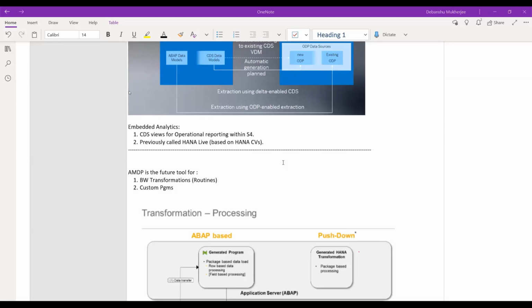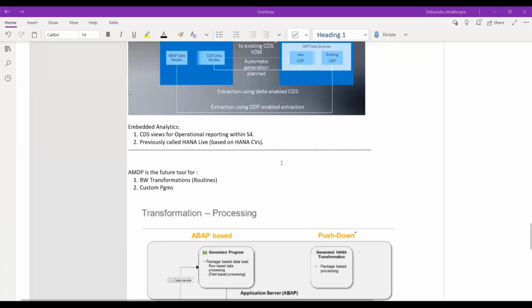Why embedded analytics? Because reporting in S4 is done using these CDS views. Previously, they were called HANA Live. If you are familiar with this, they were called HANA Live. It was based on HANA CVs. Now they are based on CDS views.